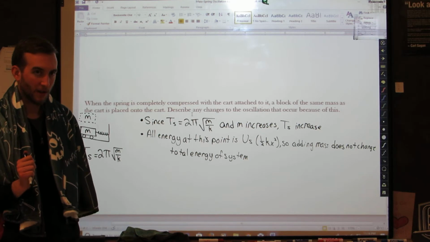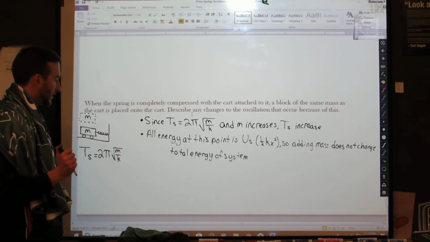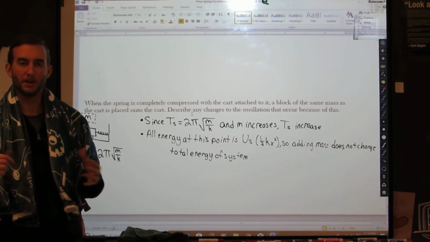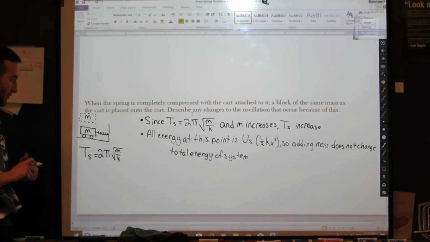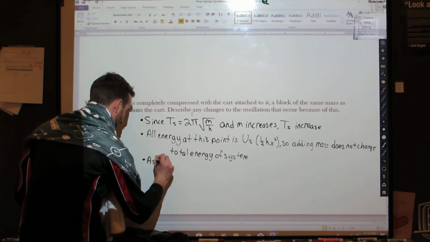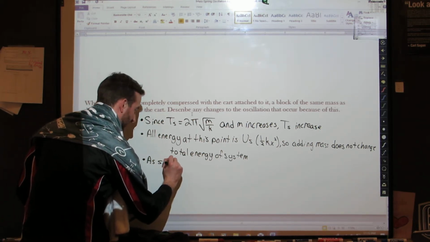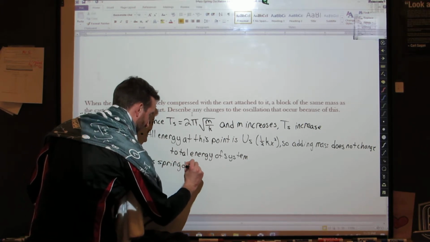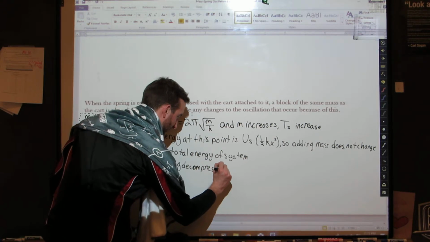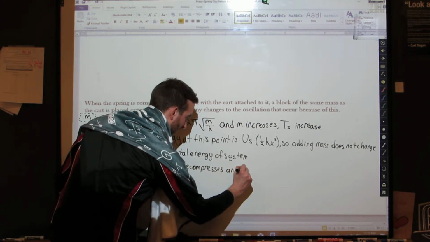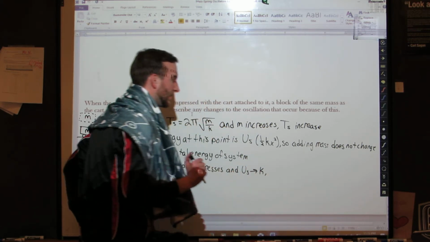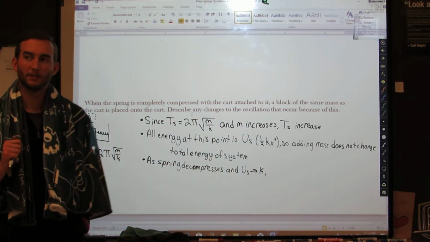And as the spring decompresses, all that energy is still staying the same. But now, as it decompresses and this starts to move up, as the spring decompresses, the elastic potential energy turns to kinetic energy? Well, let's think about it.